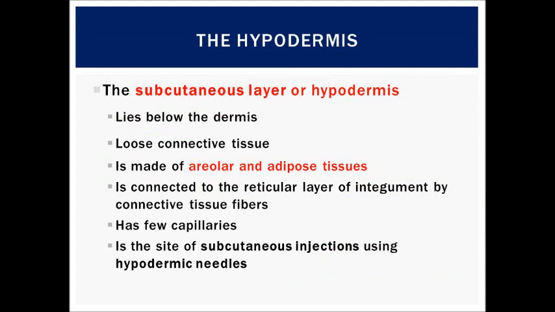Okay, the third layer of the skin is the hypodermis. It is a loose connective tissue type in this layer. This is because the hypodermis is made of areolar and adipose tissues. The hypodermis is connected to the deep reticular layer of the dermis by connective tissue fibers. And this layer has few blood capillaries, and the hypodermis is the site for subcutaneous injections.